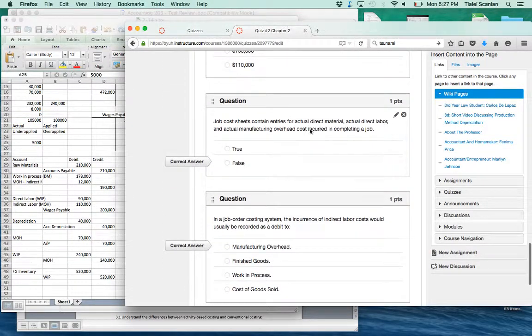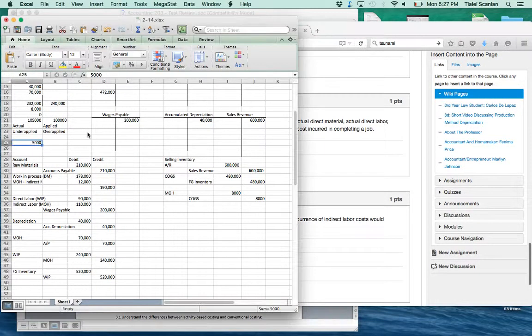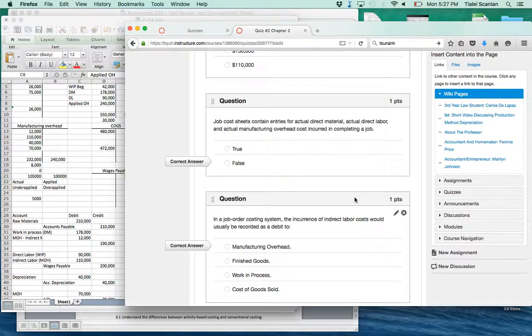Job cost sheets contain entries for actual direct material, actual direct labor, and actual manufacturing overhead. That's false, right? Because we're doing an applied overhead instead of the actual.